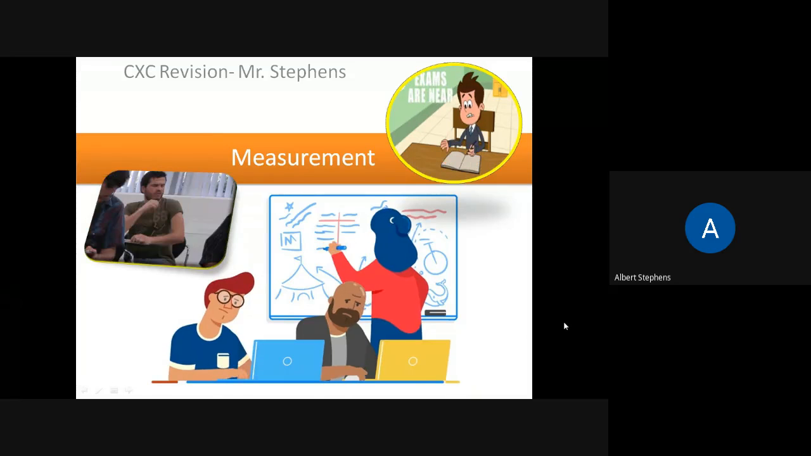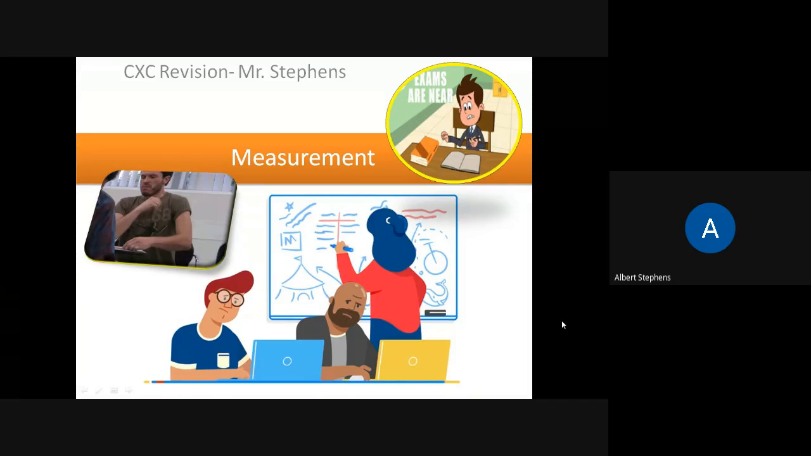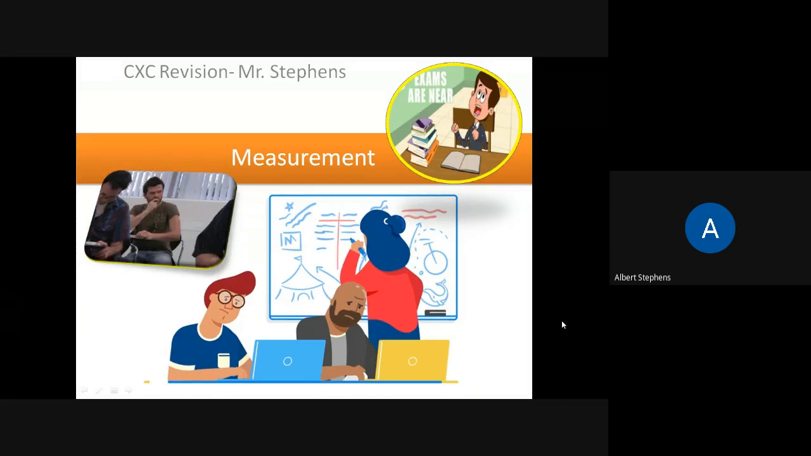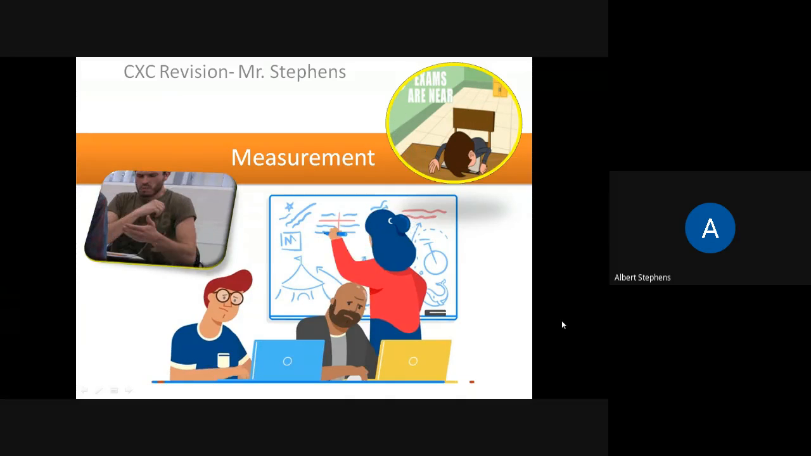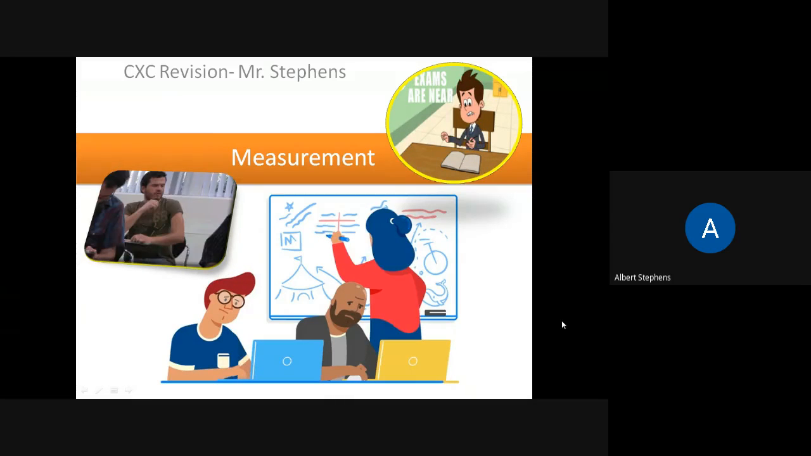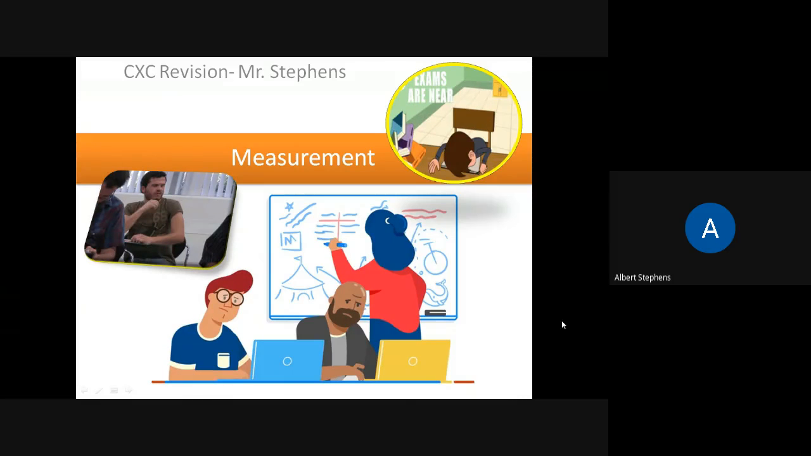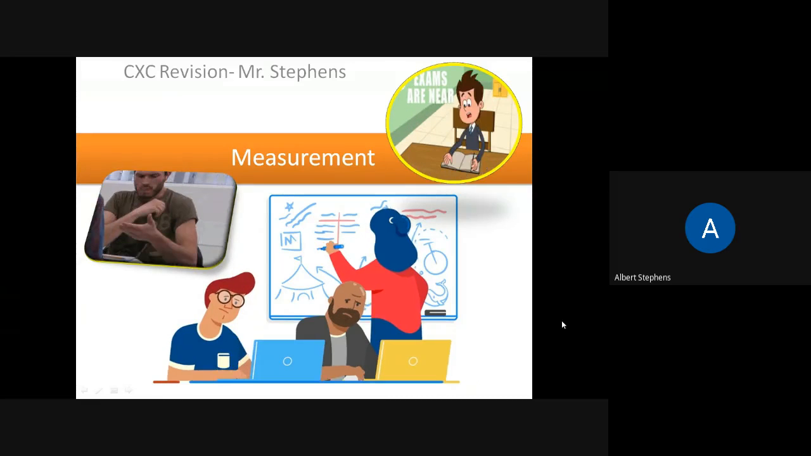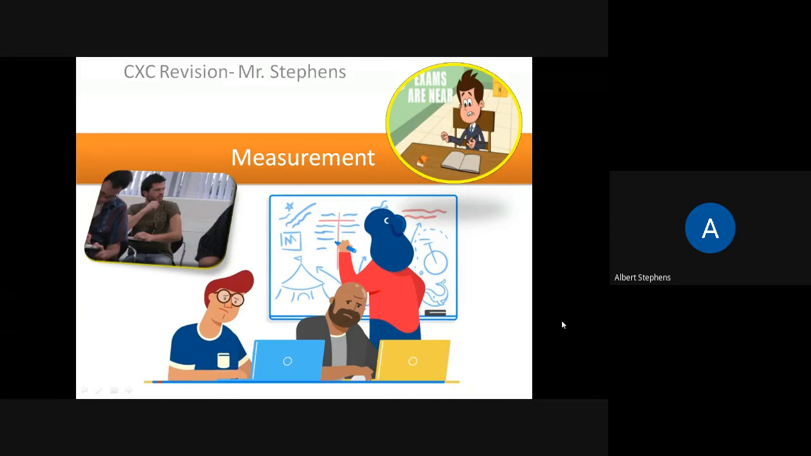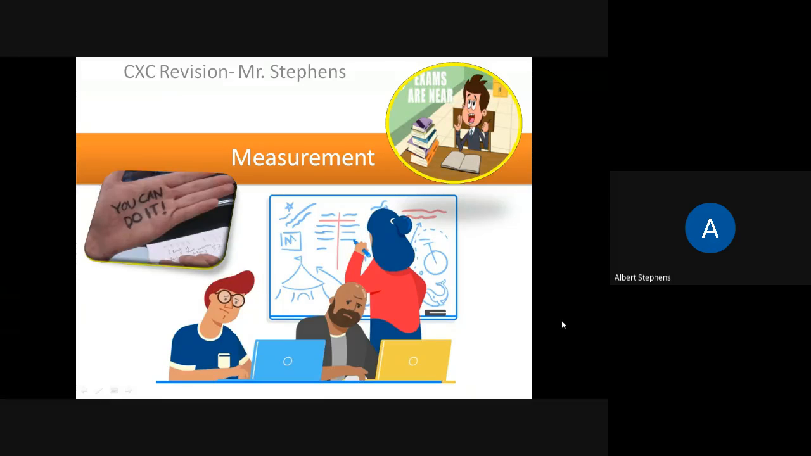So which one of those pictures are you? Anybody who wants to say? Are you the one at the top? The one that's working? Okay.